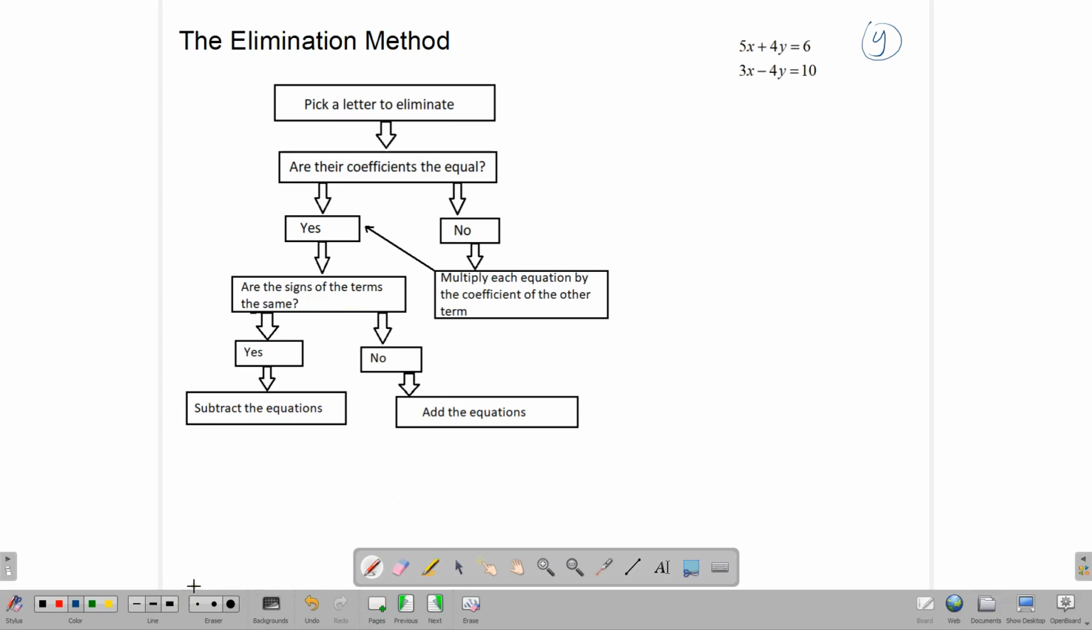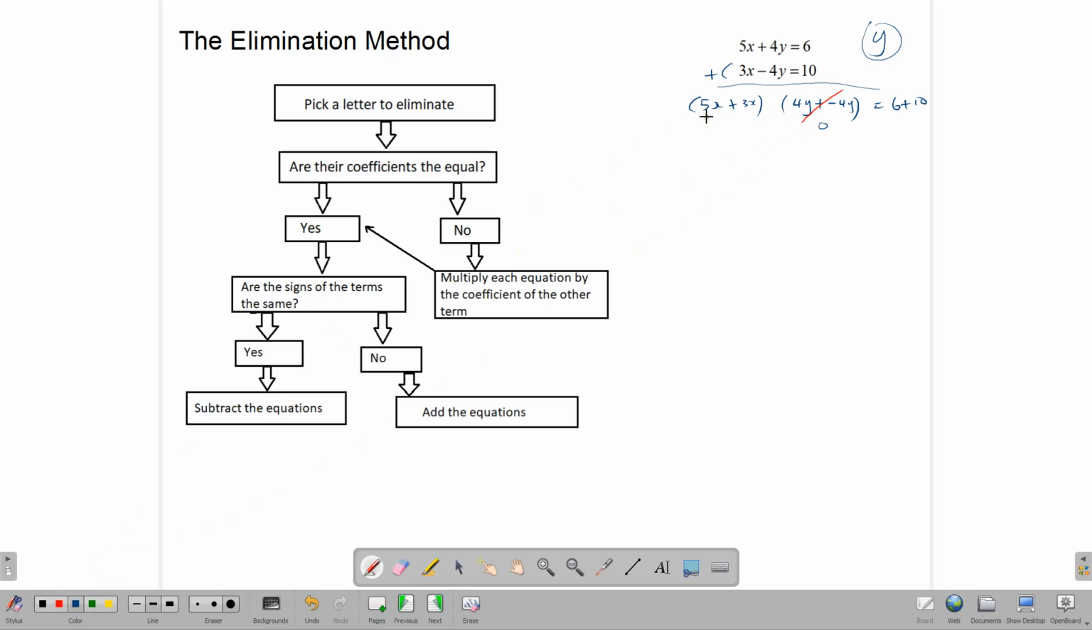So we are going to add the equations by simply drawing a line, putting a plus sign outside the bracket, and we're going to add the terms together. So we add our x terms together, which says 5x plus 3x, and we're going to add our y terms together, which is 4y plus negative 4y, and then we add our numbers together, 6 plus 10. Notice 4y plus negative 4y is 0, which means that the y terms are completely eliminated.